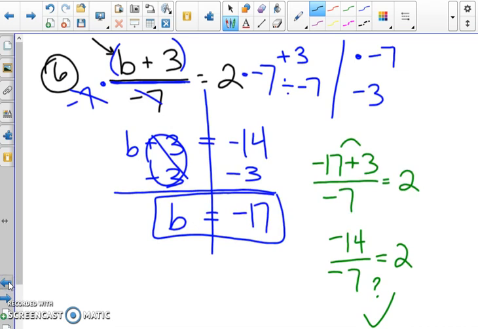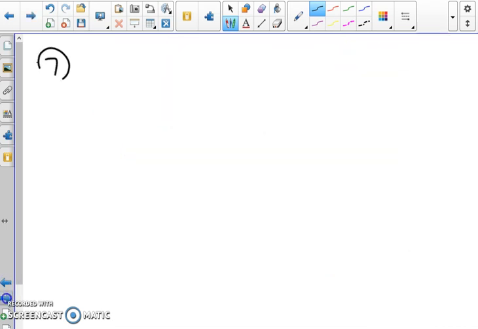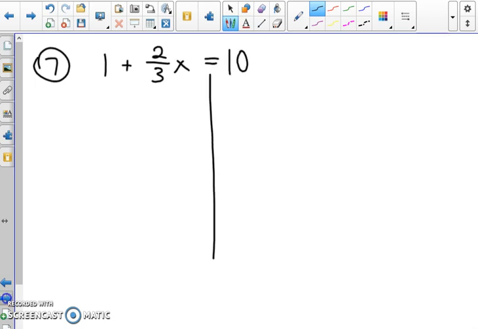All right, so that was number 6. Let's go on to number 7. Almost done. We got 7 and then 8 and we're done. So let's say you have 1 plus 2/3 x is equal to 10. All right, so if I knew what x was, I would be multiplying by 2/3, and then I would add 1 to it, if I knew what it was.